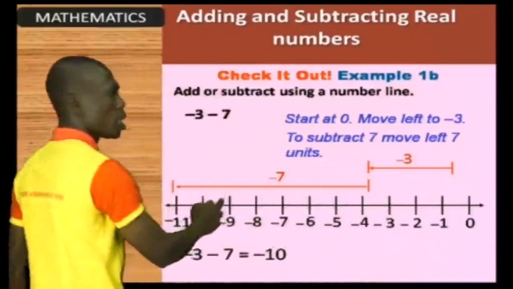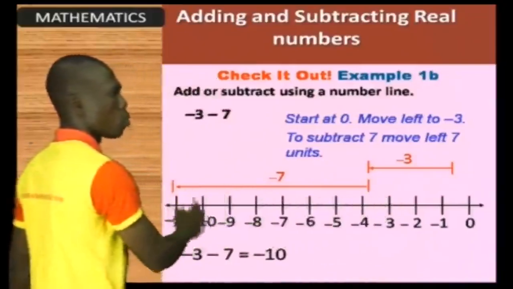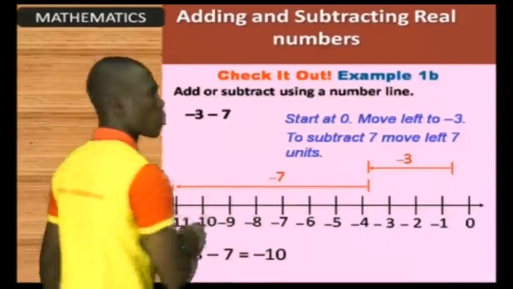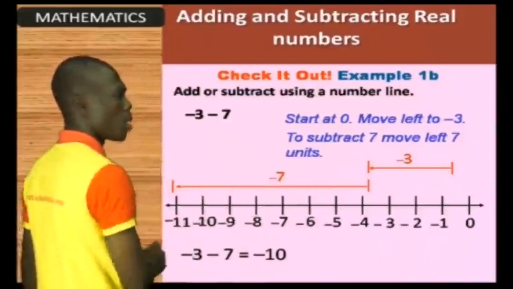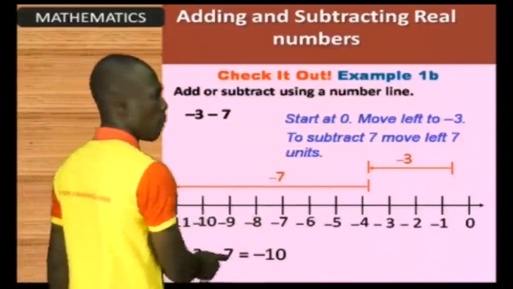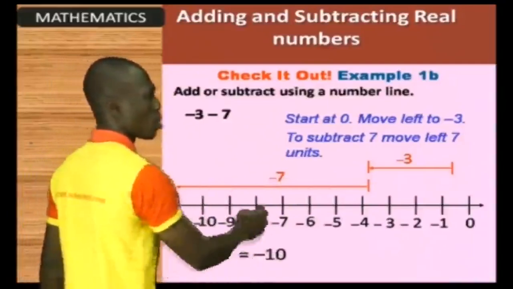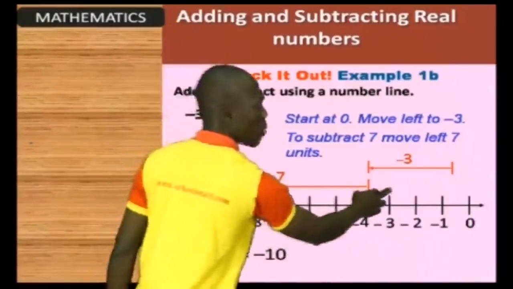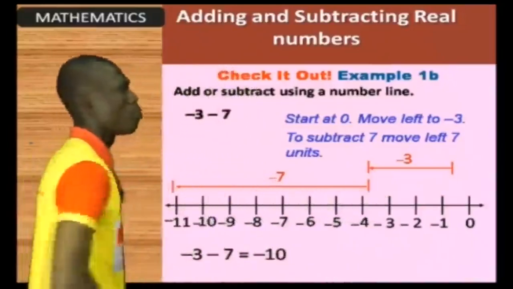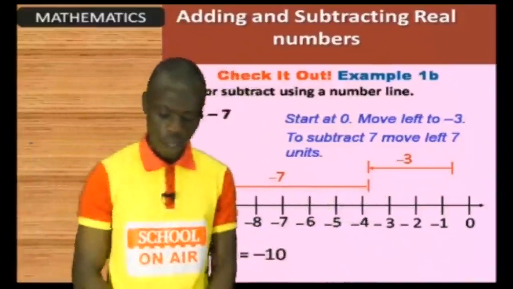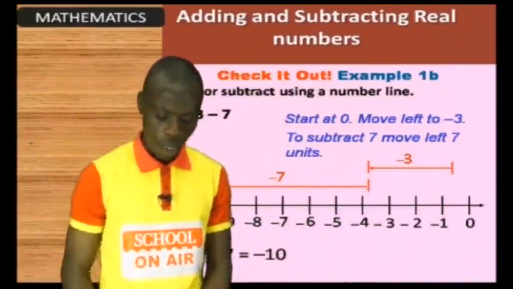I move 7 units again, and then that takes me to, actually this is supposed to be here. I think there's some mismatch there. So this is supposed to end here, so that we have a minus 3. So I have a minus 3 minus 7, which will give me minus 10. If you just move this line back a bit to minus 3, this will end here. So we have a minus 3 minus 7 giving us a minus 10.